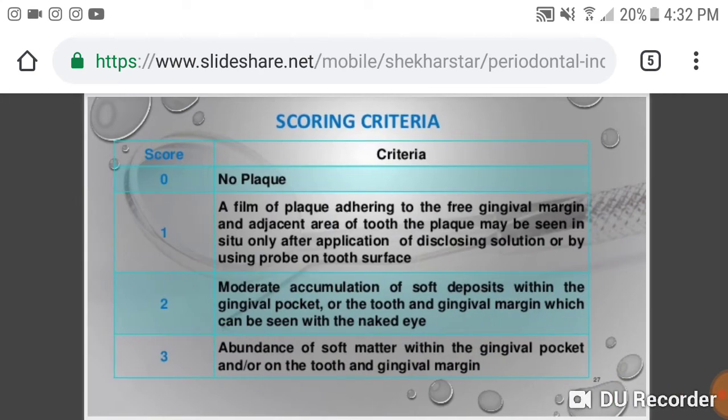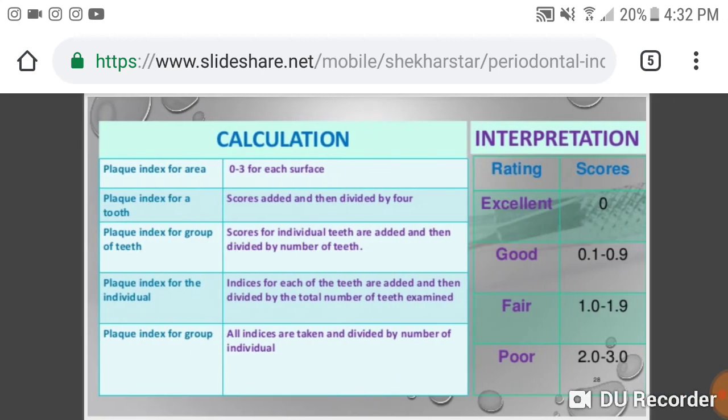Scoring criteria: 0 means there is no plaque present. 1, a film of plaque adhering to the free gingival margin and adjacent area of the tooth. The plaque may be seen in situ only after application of disclosing solution or by using a probe on the tooth surface. Score 2 means moderate accumulation of soft deposits within the gingival pocket or on the tooth and gingival margin, which can be seen with the naked eye. Score 3 means abundance of soft matter within the gingival pocket and or on the tooth and gingival margin.